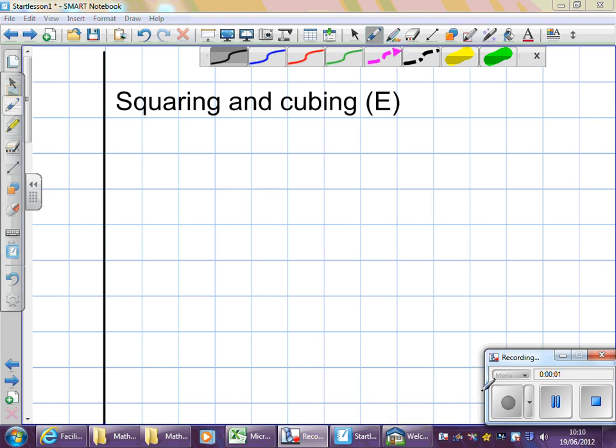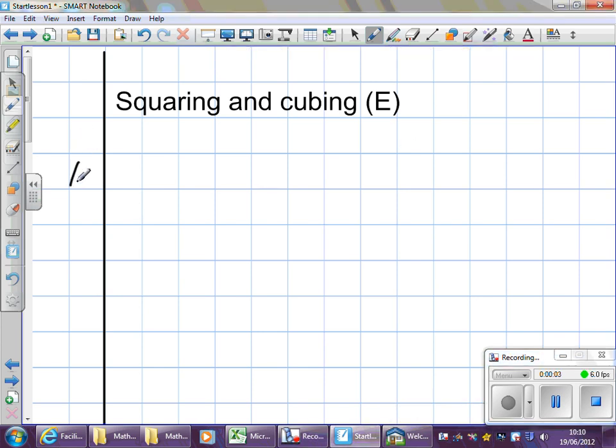Squaring and cubing, grade E. Question 1. 6 squared, or 6 to the power 2. That's another way of writing 6 times 6. 6 times itself, which is 36.